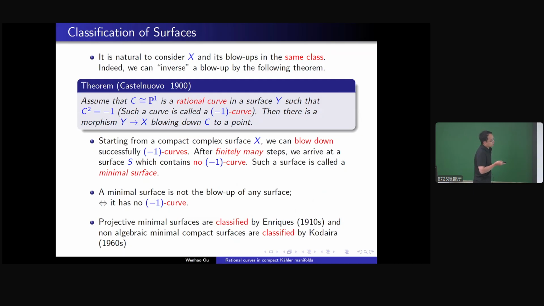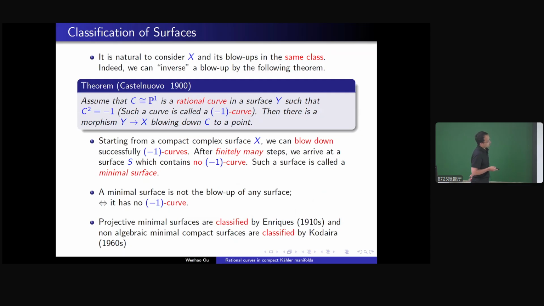That's why we call such a surface S a minimal surface. To be precise, a minimal surface is not the blow up of any other surface. Equivalently, a minimal surface is a surface which does not contain any -1 curve. So given any surface, we can find a minimal surface which is birational to it. And the remaining thing is to classify all minimal surfaces.